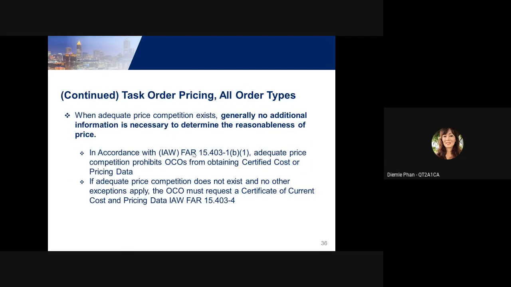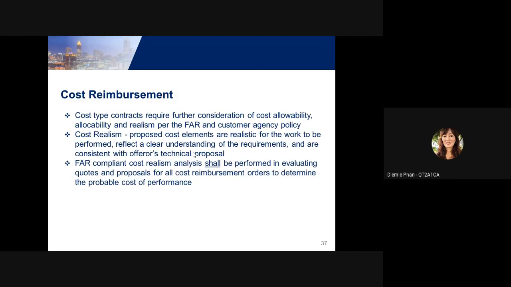And you cannot ask the contractor to provide you certified costing data, pricing data, if you already have adequate price competition. Cost reimbursement contract type. So cost type contracts require further consideration of cost allowability, allocability, and realism. This is per the FAR, and also you have to adhere to your agency policy as well.